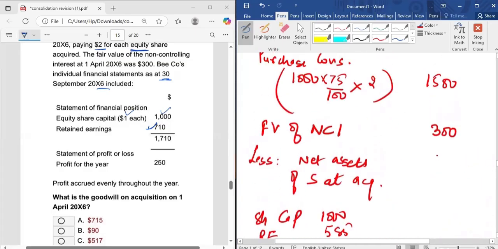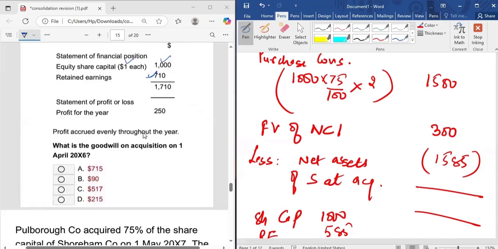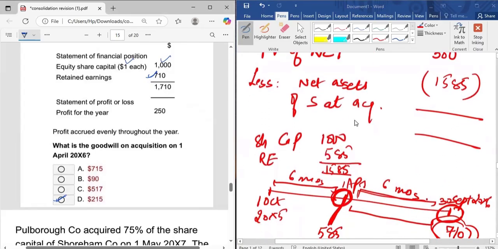So 1585, I'll subtract from here. So my answer would be plus 300 minus 1585, which is 215. So this is option D, right? Now let's move forward.